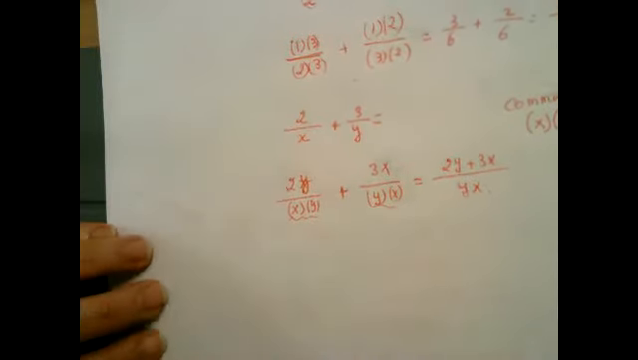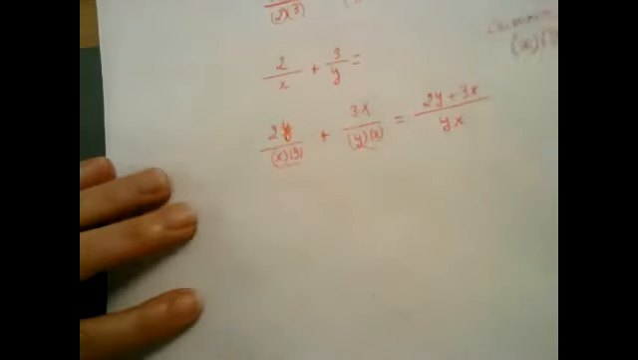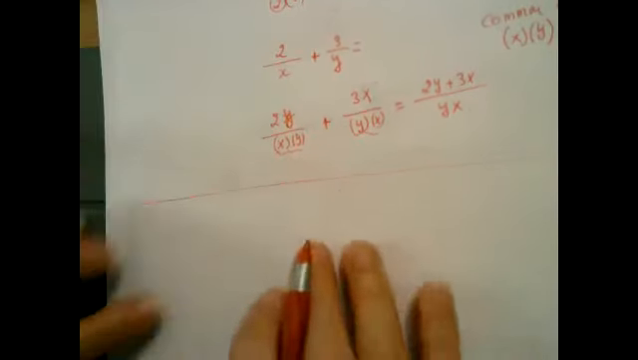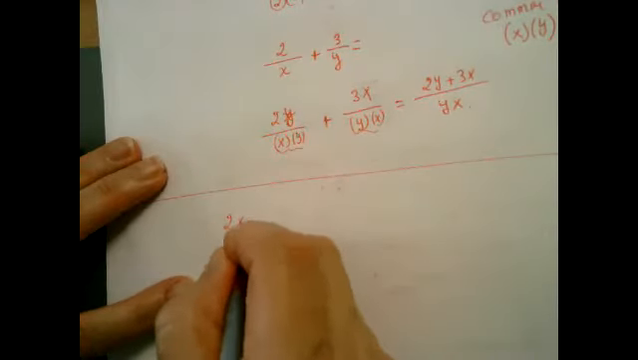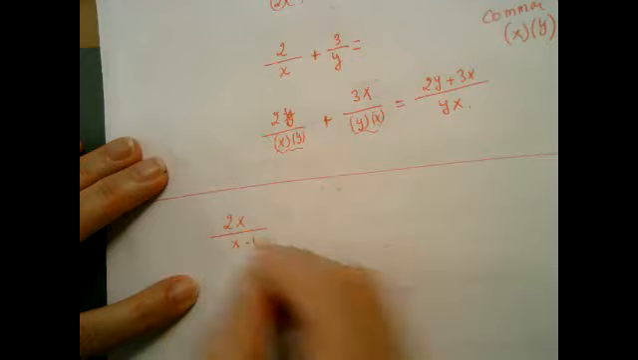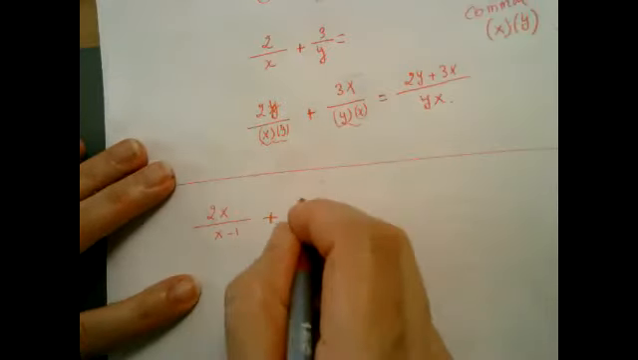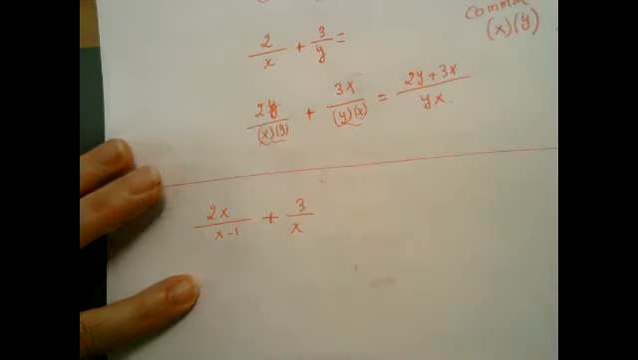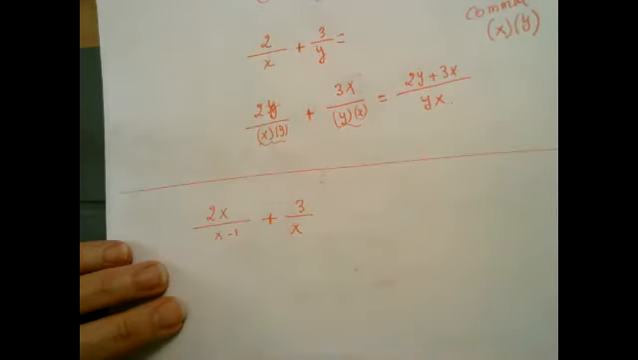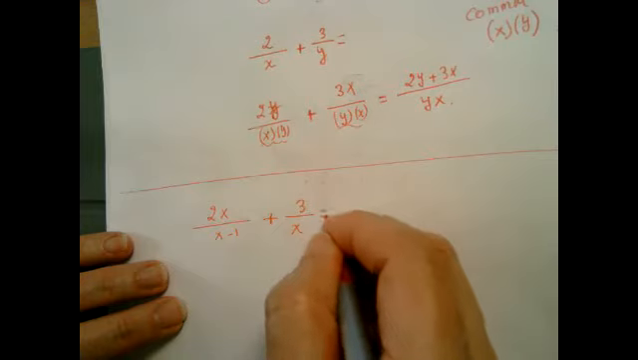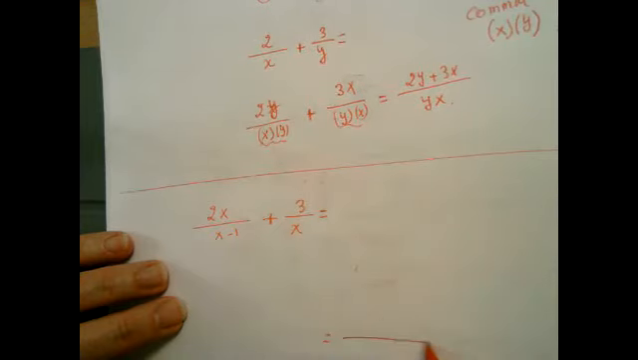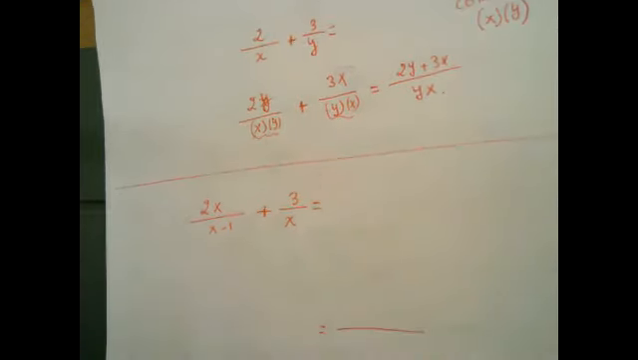Let me give you 2 more. I want you to do this yourself. So suppose I give you the following: 2x over x minus 1, and I'm going to add to it 3 over x. My question to you is basically, find a common denominator and write it as a single fraction. So all of you, you have a minute to do that, and proceed.